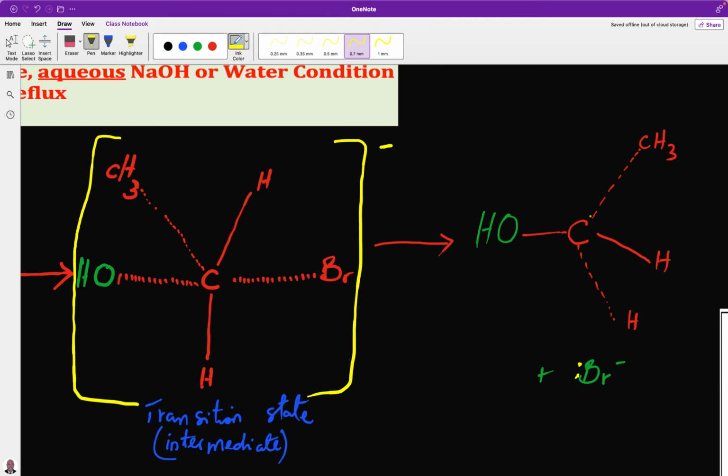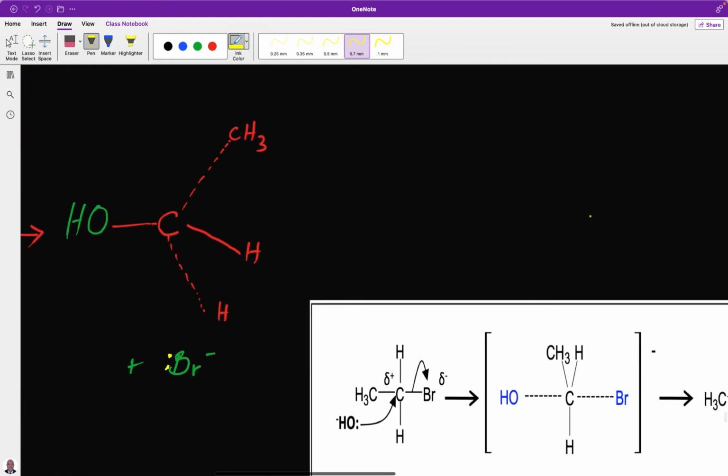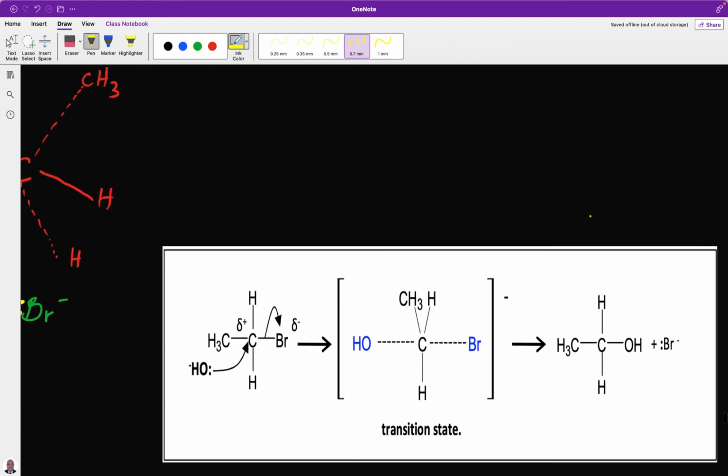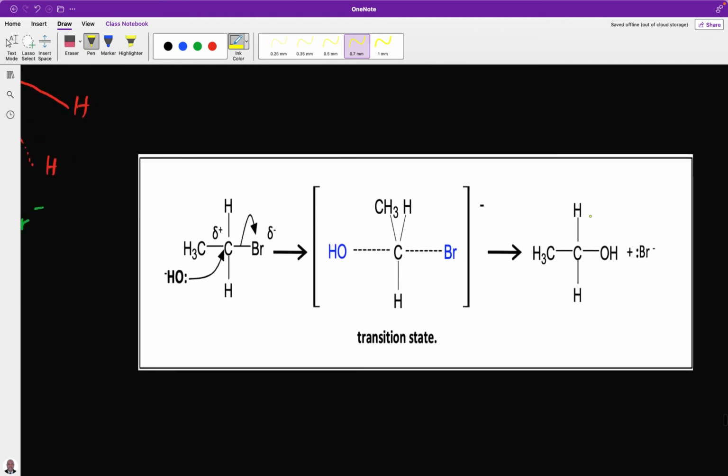So that is how this one goes. This reaction can be summarized in this form.